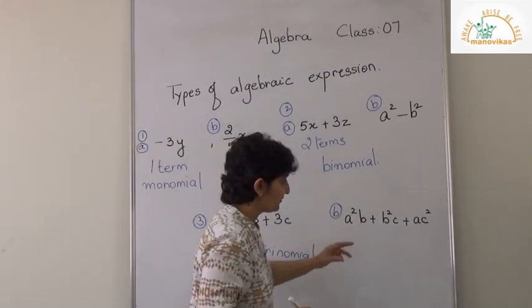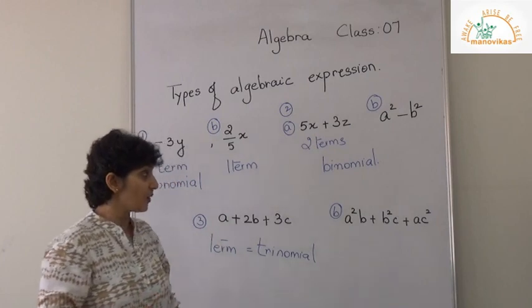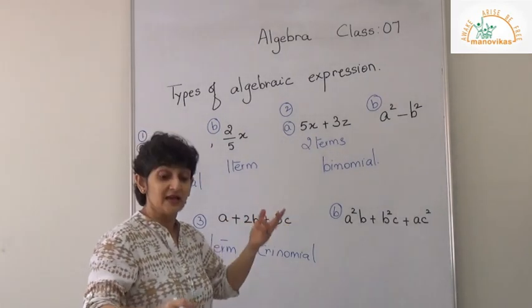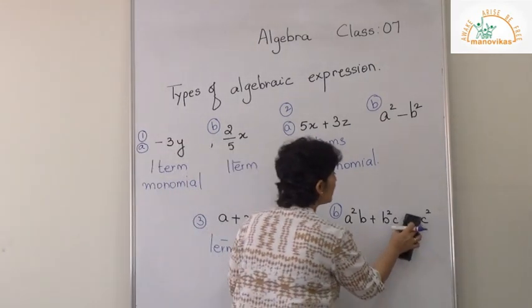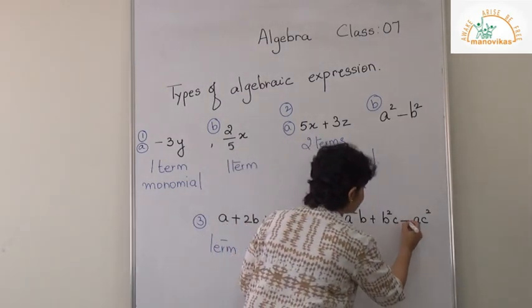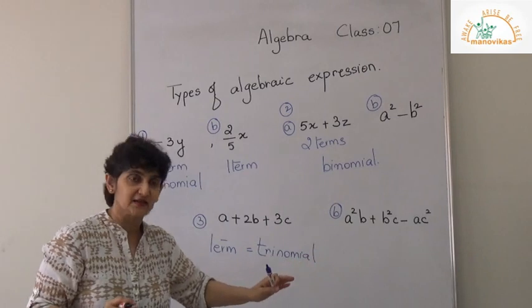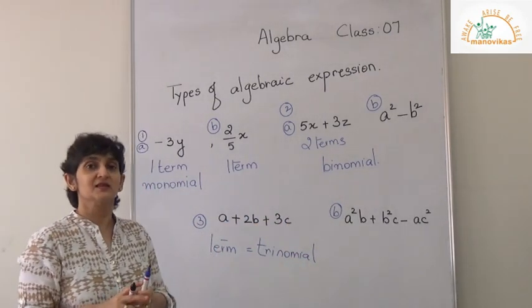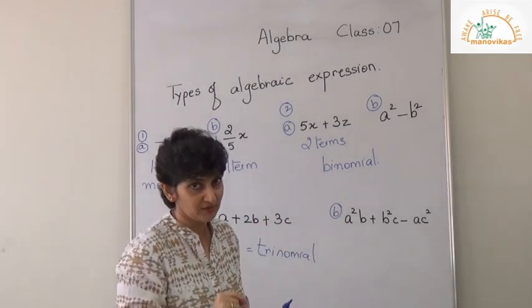And same way, I have another example here. a squared b plus b squared c. It needn't be all the time that I need to put a plus here. This also could be minus. But I have three terms. And that is why this is called a trinomial.